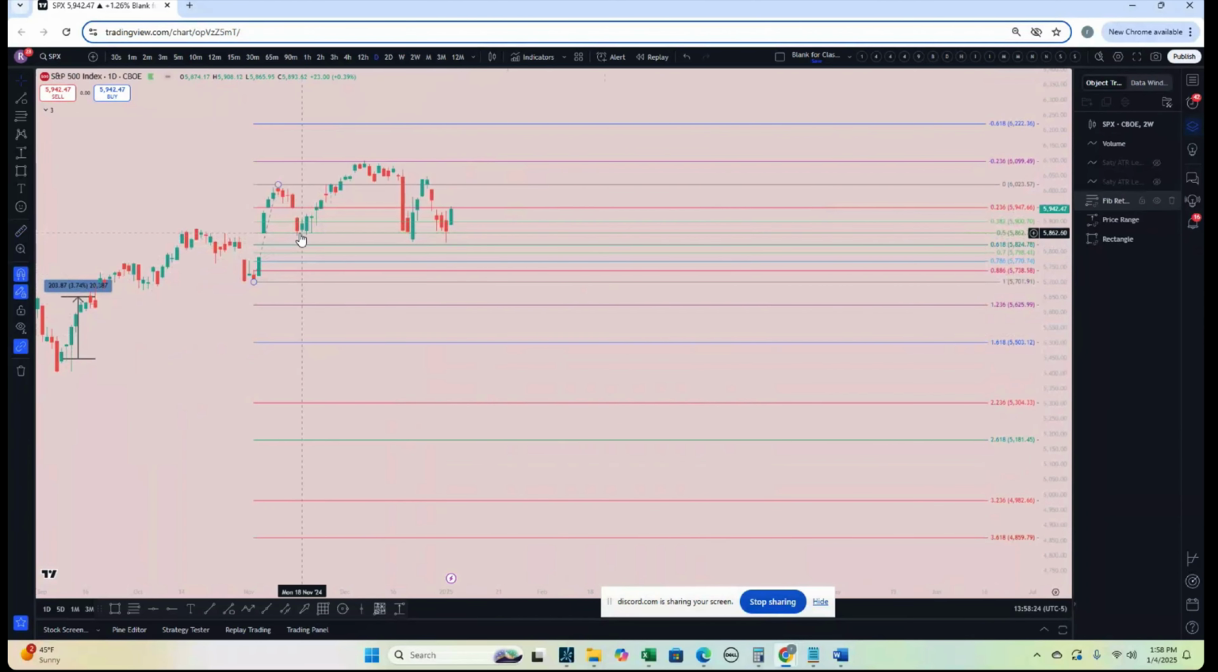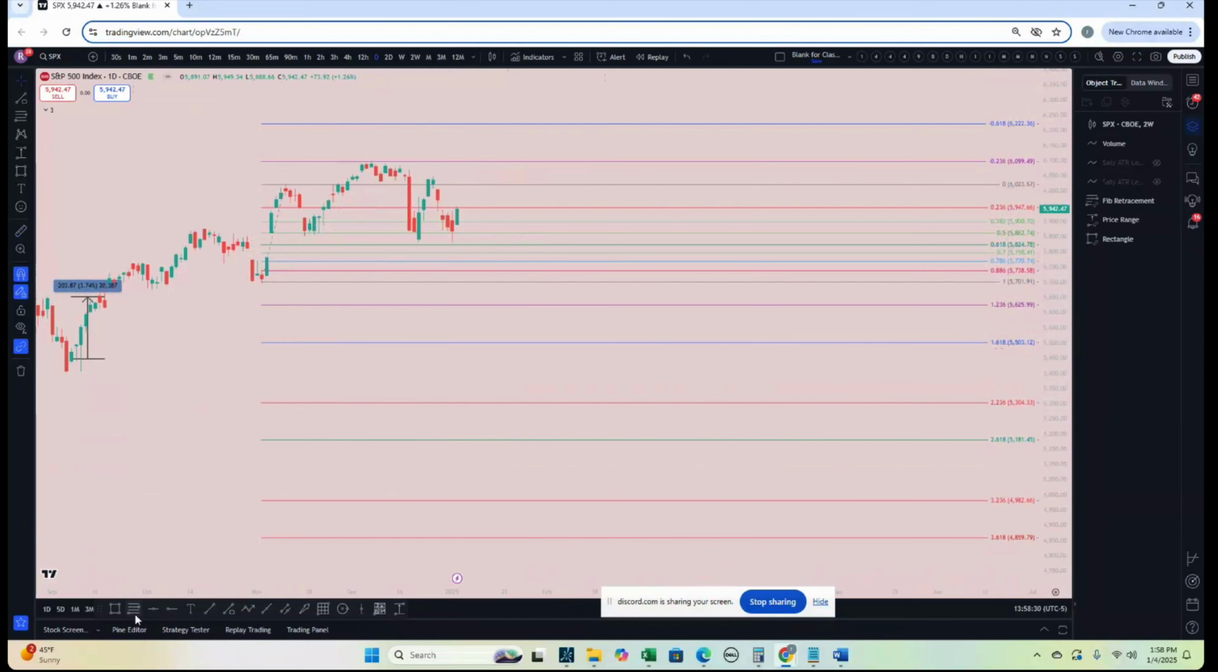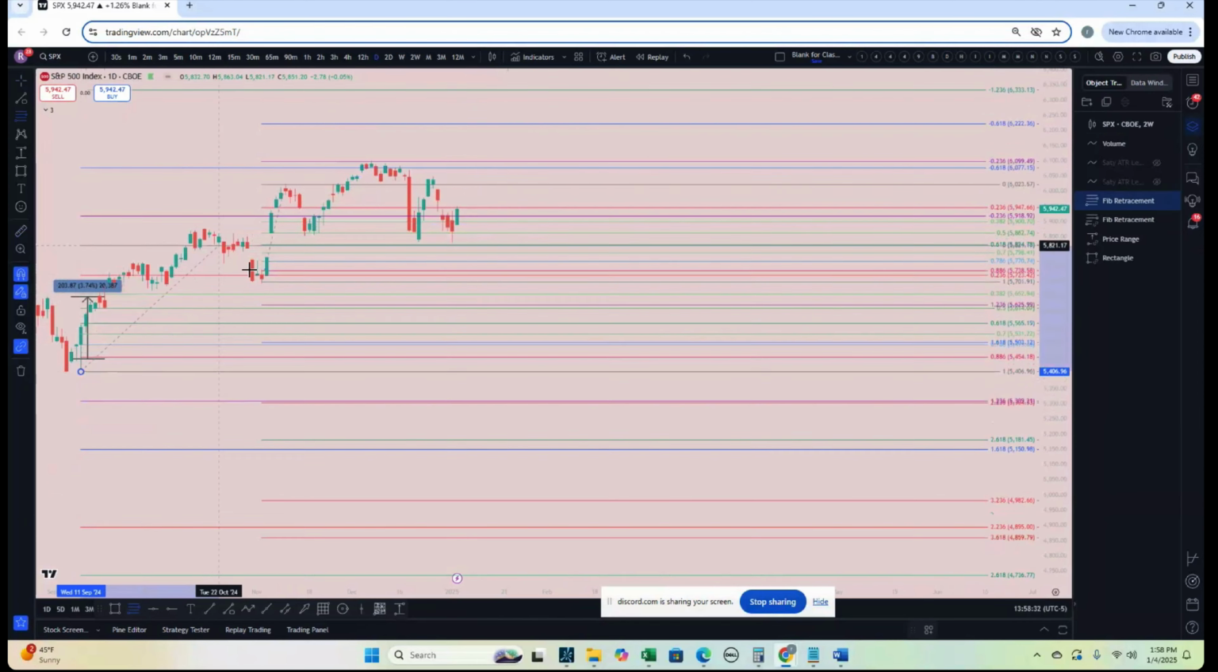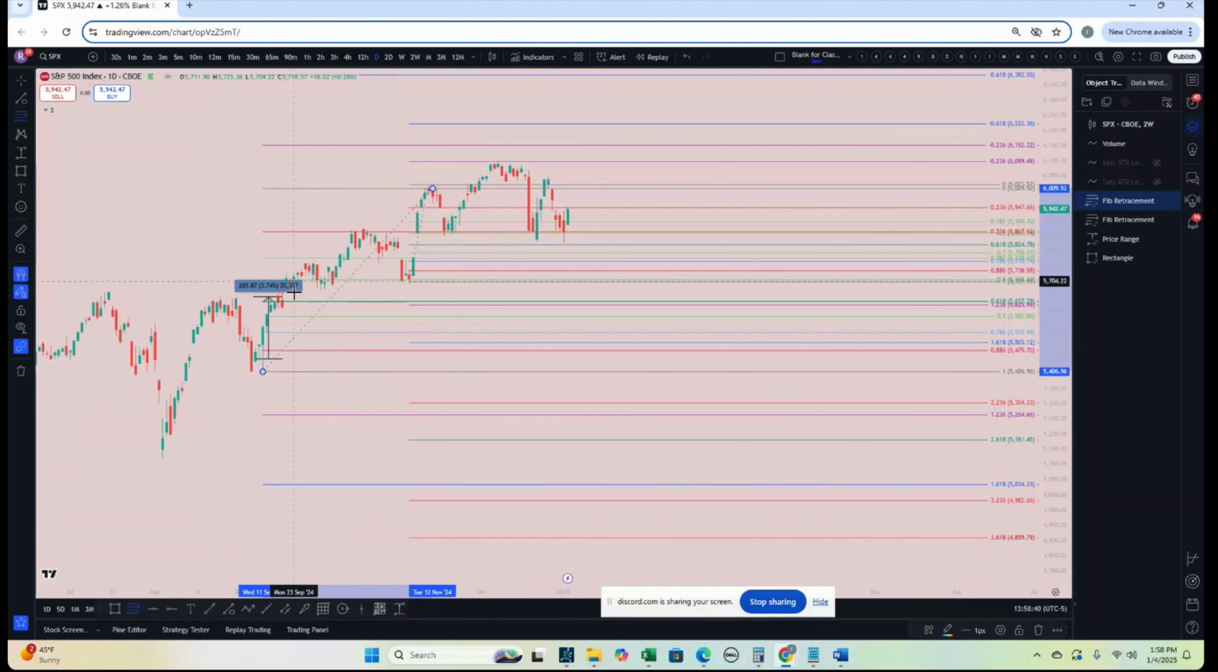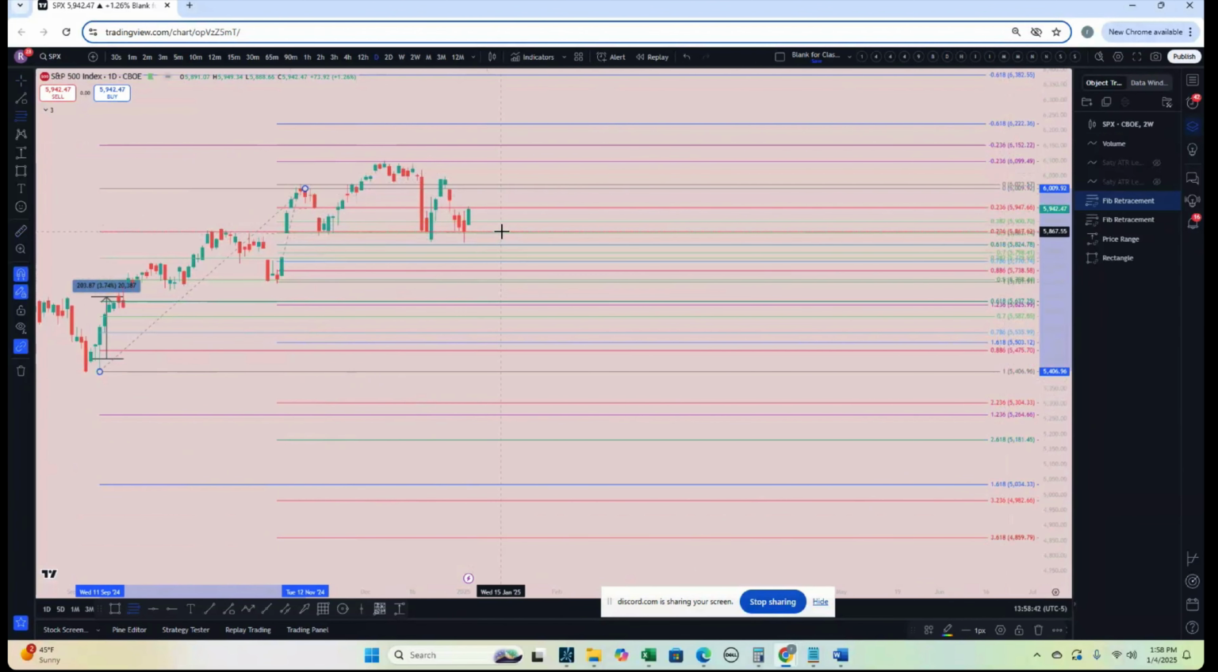And if you see, this 0.5 level is holding up from this field. So now let me draw from here to here. See how you have this overlapping field? Anytime you're drawing fibs that overlap, those are strong bases of support. Just FYI.